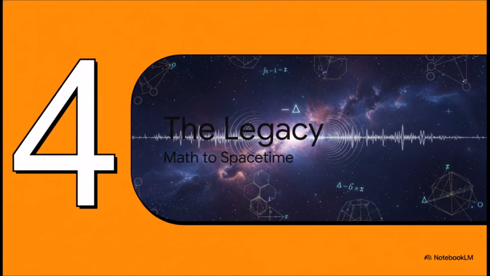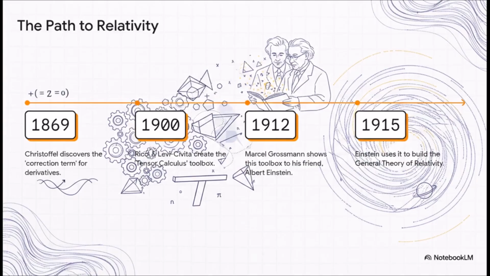So what, right? We solved a little puzzle about a minus sign. It's a neat trick. But this wasn't just some abstract mathematical exercise. It turned out to be the key that unlocked the language of the entire universe. Christoffel's brilliant idea was taken by a couple of Italian mathematicians, Ricci and Levi-Civita, and systemized into a powerful new toolbox called tensor calculus. Then, flash forward to 1912. Albert Einstein is tearing his hair out trying to describe gravity as geometry, but he doesn't have the right math. His good friend, a mathematician named Marcel Grossmann, shows him this exact toolbox. It was the missing piece he'd been looking for.